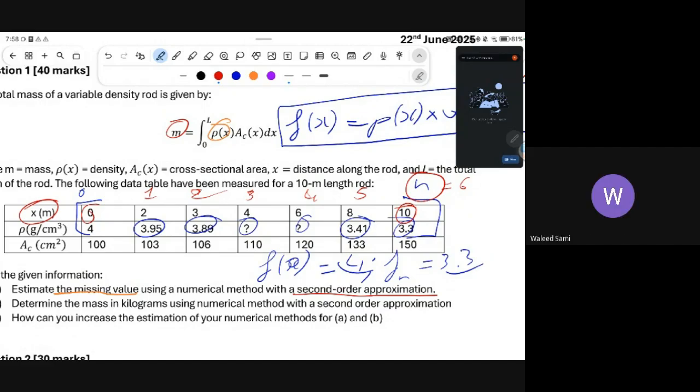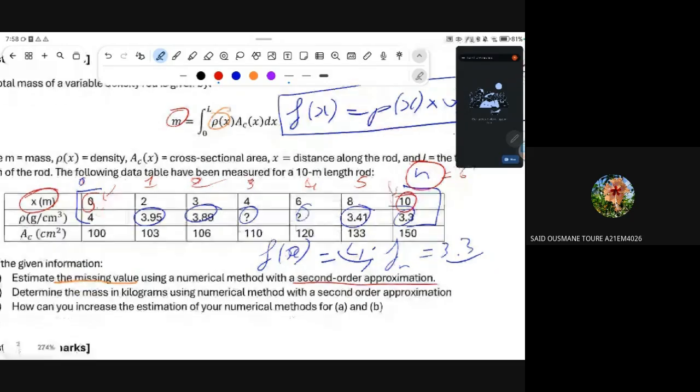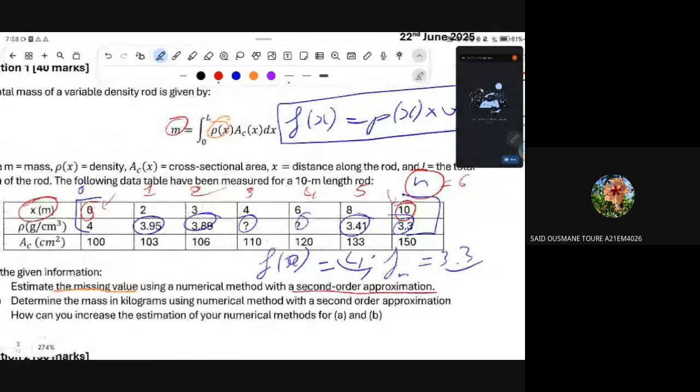We have x values from 0 to 10. Yes, but it's 6 values, so n is equal to 6. n starts from 0, so we have 0, 1, 2, 3, 4, 5, 6. Understand?